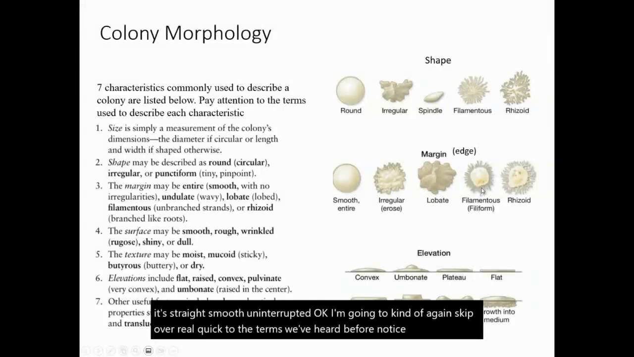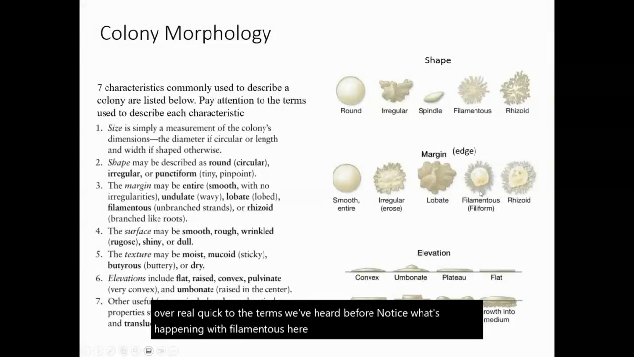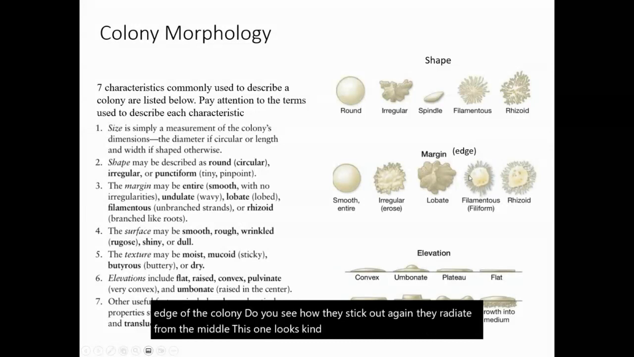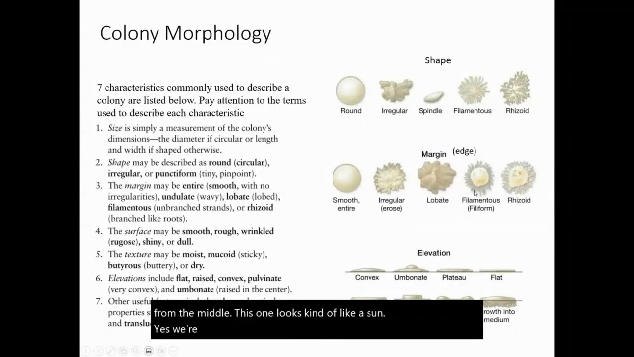Notice what's happening with filamentous here. Again, we're only focused on the edge of the colony. Do you see how they stick out? Again, they radiate from the middle. This one looks kind of like a sun. Okay, so again, straight lines projecting outwards, filamentous. If it's branched, so they're radiating outward, but they're branched, that's rhizoid. Again, notice only the edge of the colony looks like that.